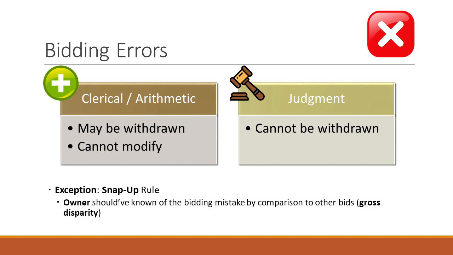If it's a judgment error as opposed to a math error, those cannot be withdrawn. I thought that I could do it for 10, but I made a mistake in what I thought the cost was going to be. Gosh, I want to come back. I want to withdraw it. The answer is no. That's a judgment error. In fact, that's the issue right now that I have to deal with, and it's going to be a discussion.